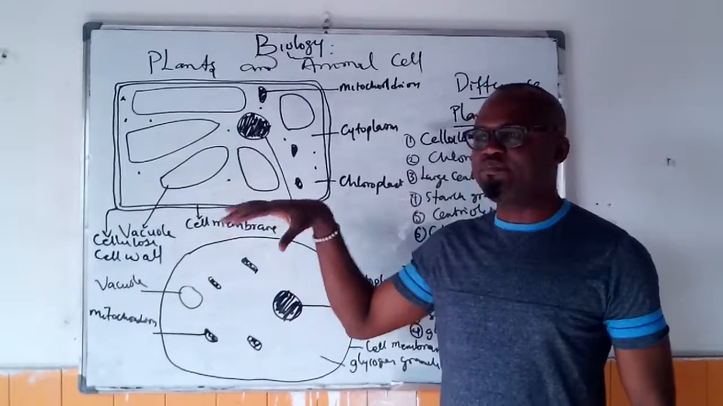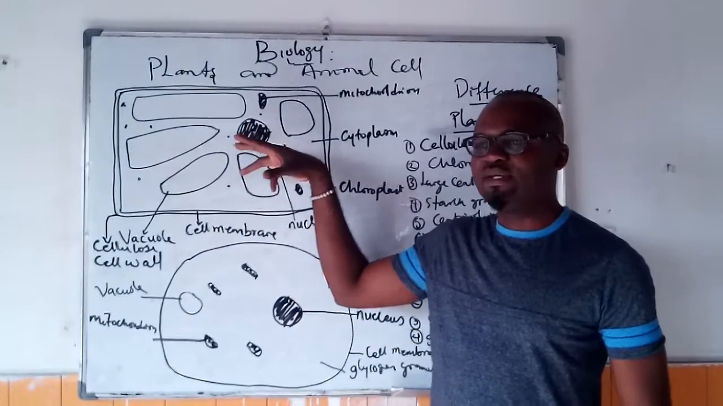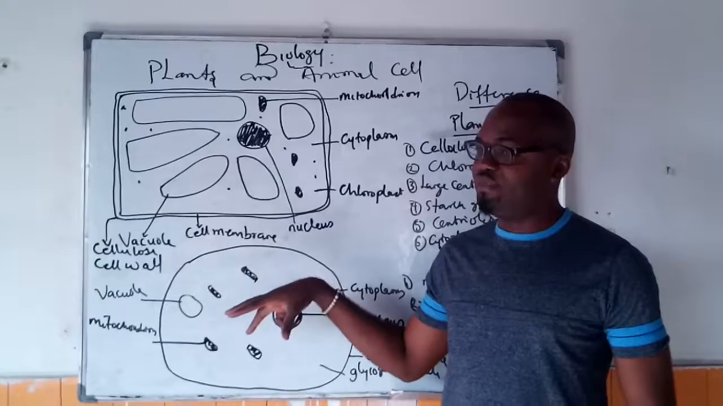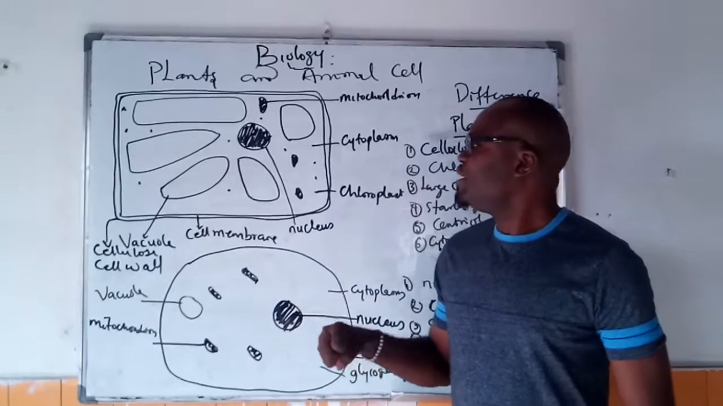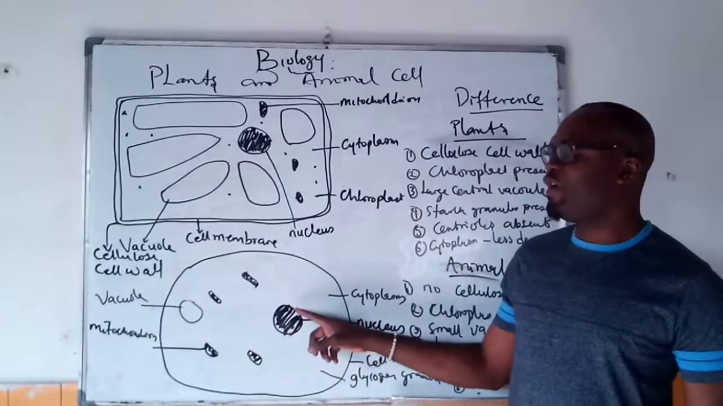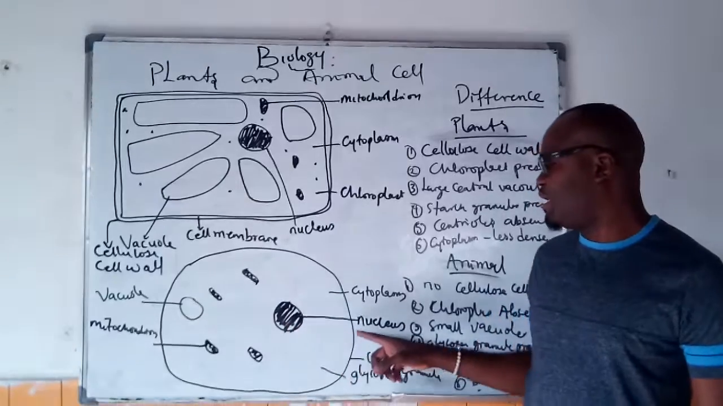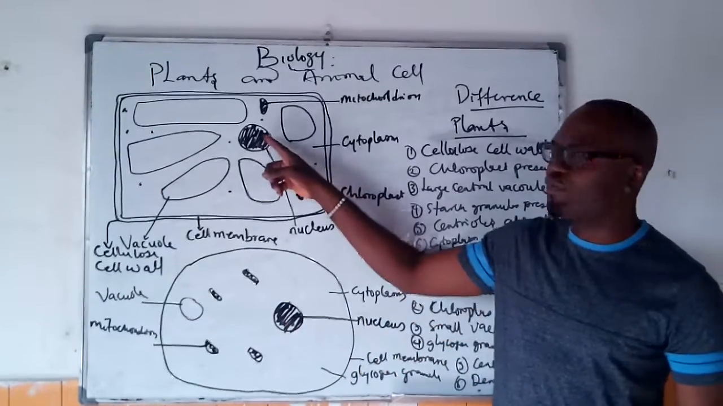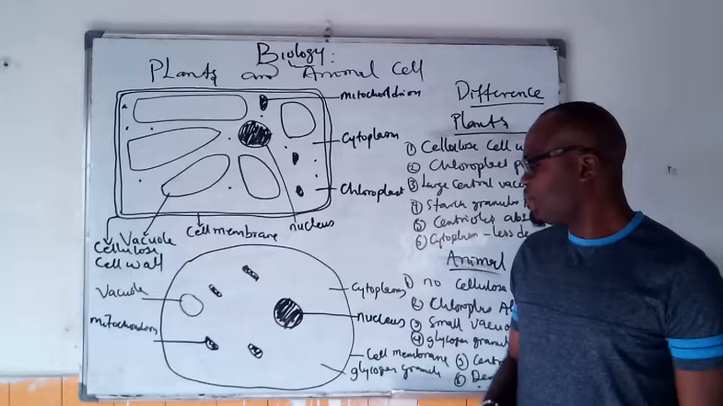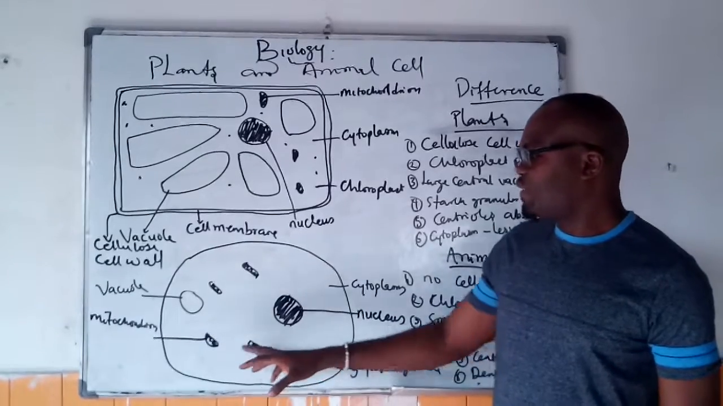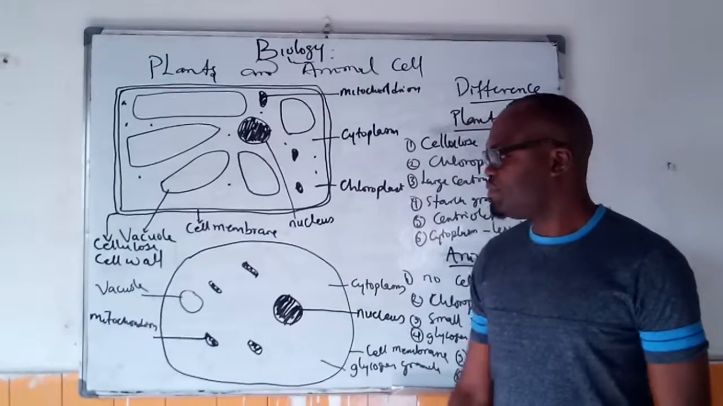You're going to notice that most components of the plant cell are also in the animal cell. Now the big spherical shape that is dark is also known as the nucleus, just like we have in the plant cell. And we also have the mitochondria.